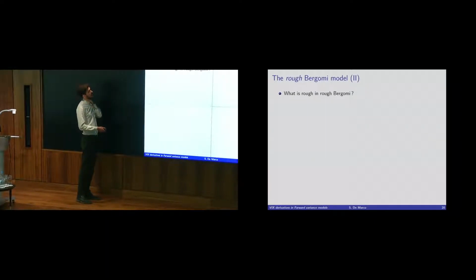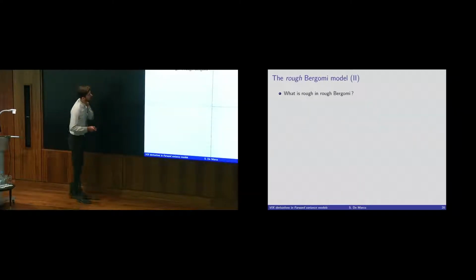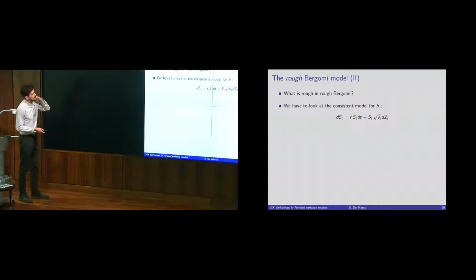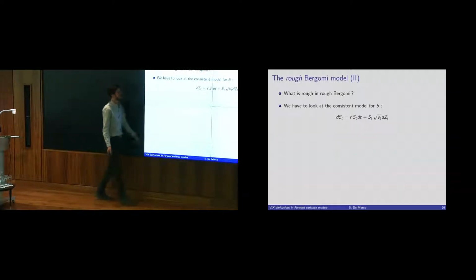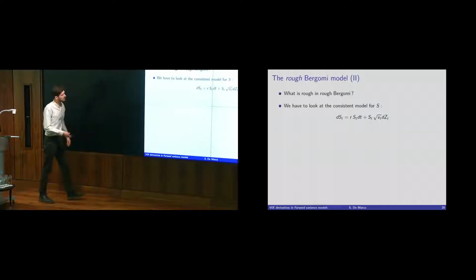This model, we call it rough. Why? Because for the moment there's nothing rough here, right? We changed the kernel to this negative power, okay? We understand it when we look at the model, at the consistent model for S. What we call consistent model for S is the stochastic volatility model for the underlying that I introduced with some pain a few minutes ago, okay?